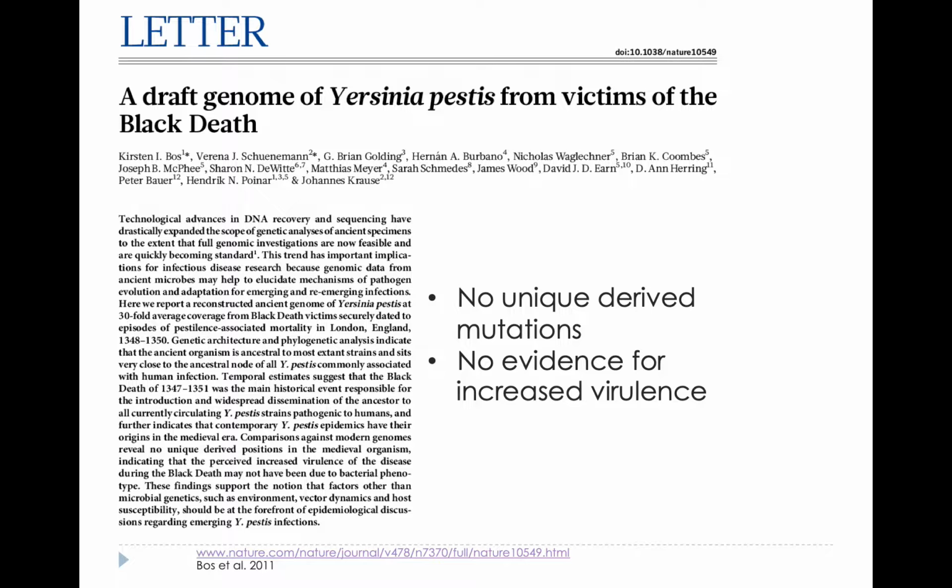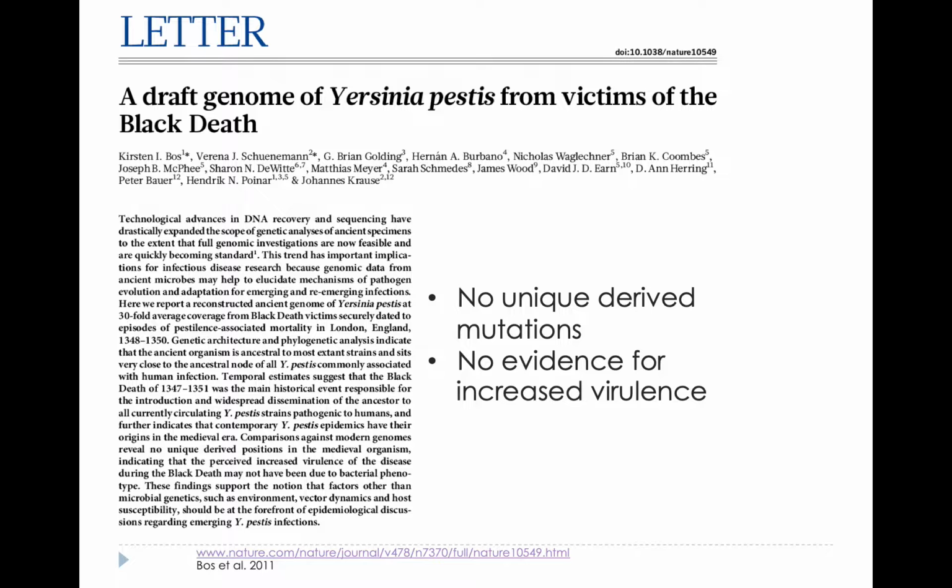And here you can see the last one here is Johannes Krause, who has risen up to become the biggest name, basically, in the field of ancient DNA applied to pathogens. He also does extraordinary work on ancient human DNA as well. And here he's basically saying we've got technological advances in DNA recovery and sequencing, and they reconstruct the ancient genome of Yersinia pestis at 30-fold coverage from Black Death victims, securely dated to episodes of pestilence-associated mortality in London.